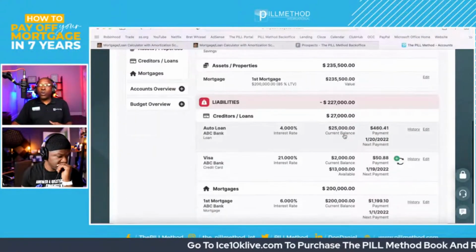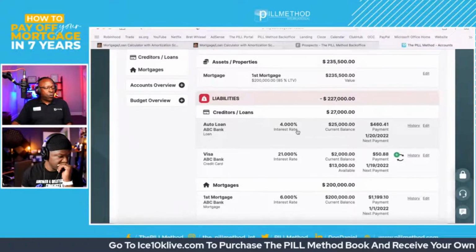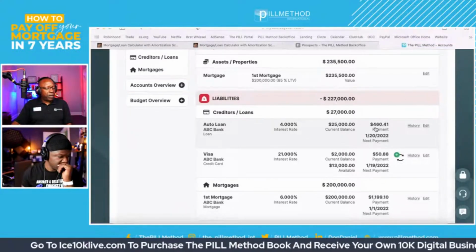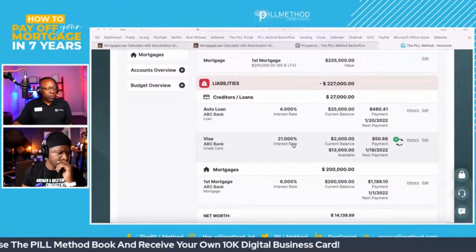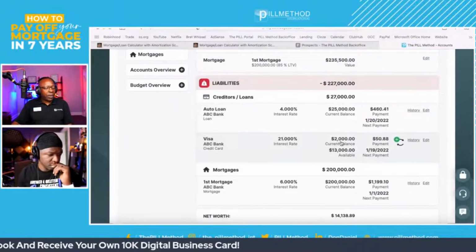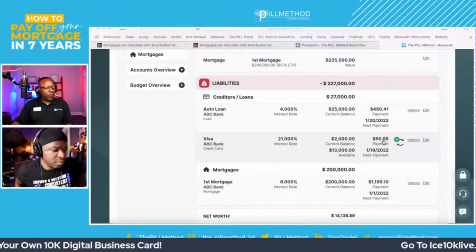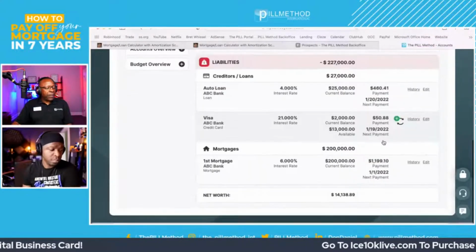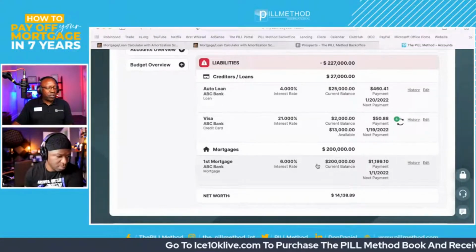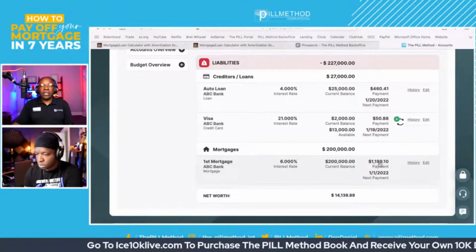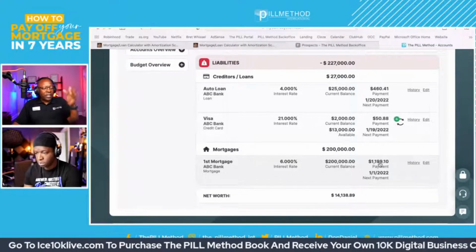They have an auto loan that's $25,000 at 4%. Here's their minimum payment, $460, and a Visa at 21% interest. They have a $2,000 balance and their minimum payment is $50. Okay. And they have a mortgage, $200,000 mortgage at 6%. And their payment is $1,199.10. So all of that is in here.